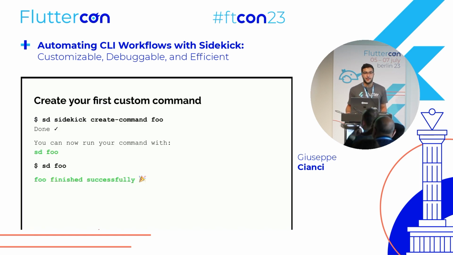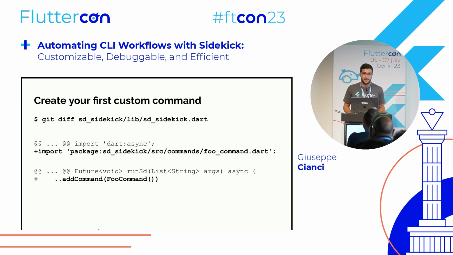Let's start by adding our first custom command. We run the sd sidekick command with the subcommand create command and pass it a name of the command we want to create. Create command, that's actually a pretty funny name to pronounce. Okay, now we can directly run our brand new foo command, so sd foo, and now you just see a success message because we haven't actually implemented any of our command code yet.